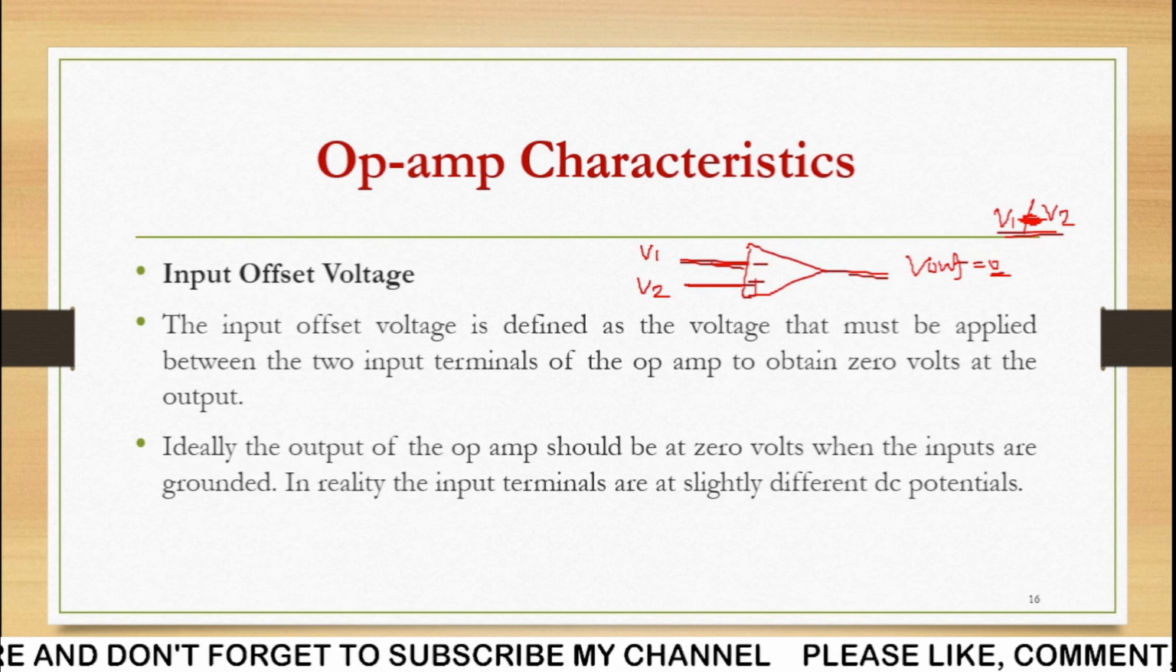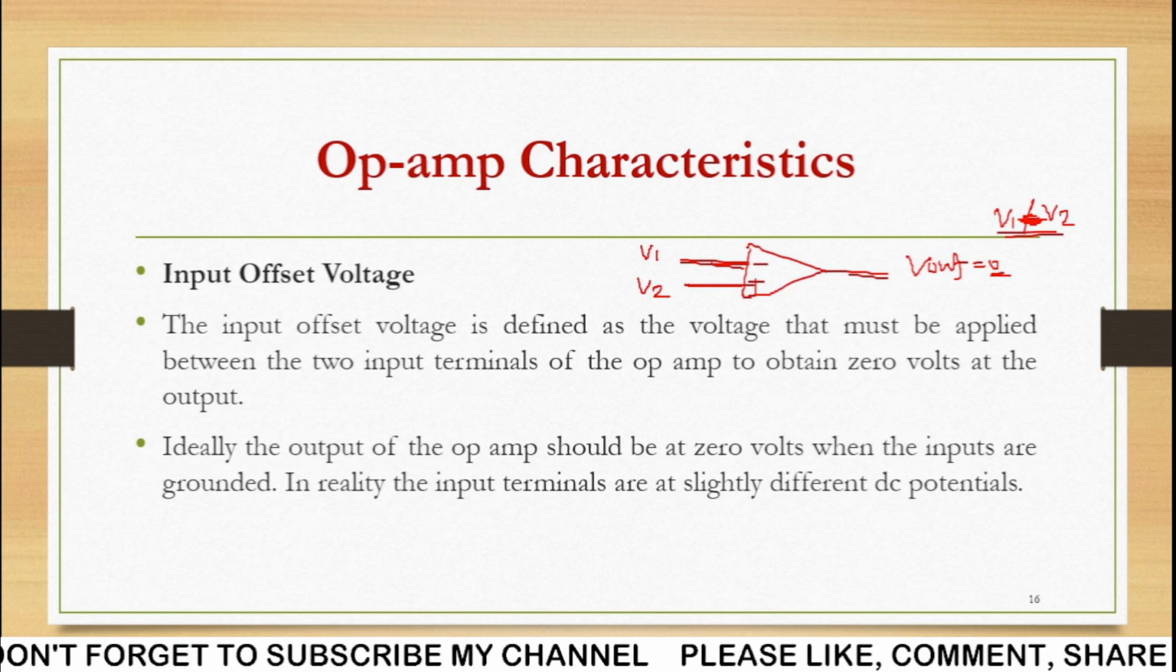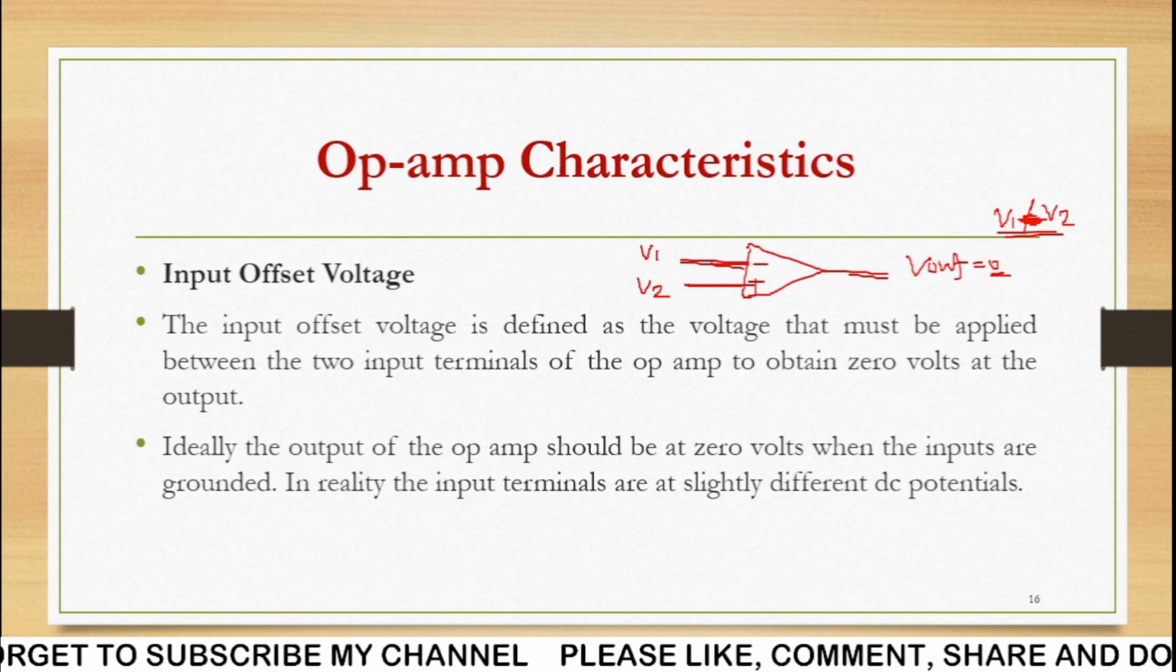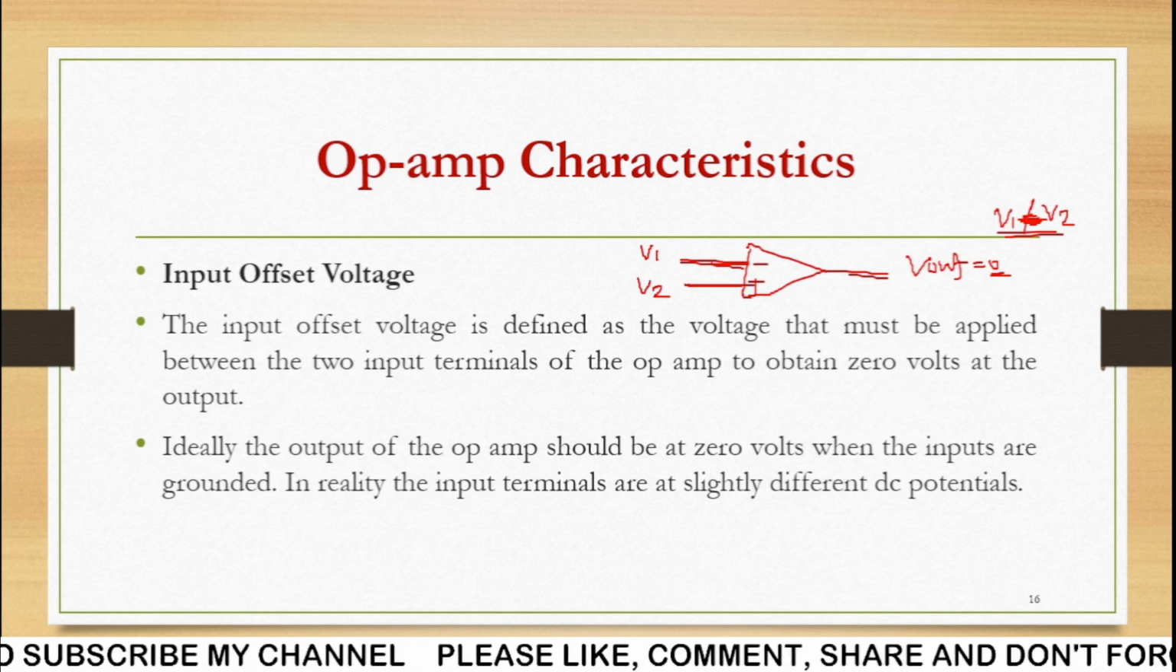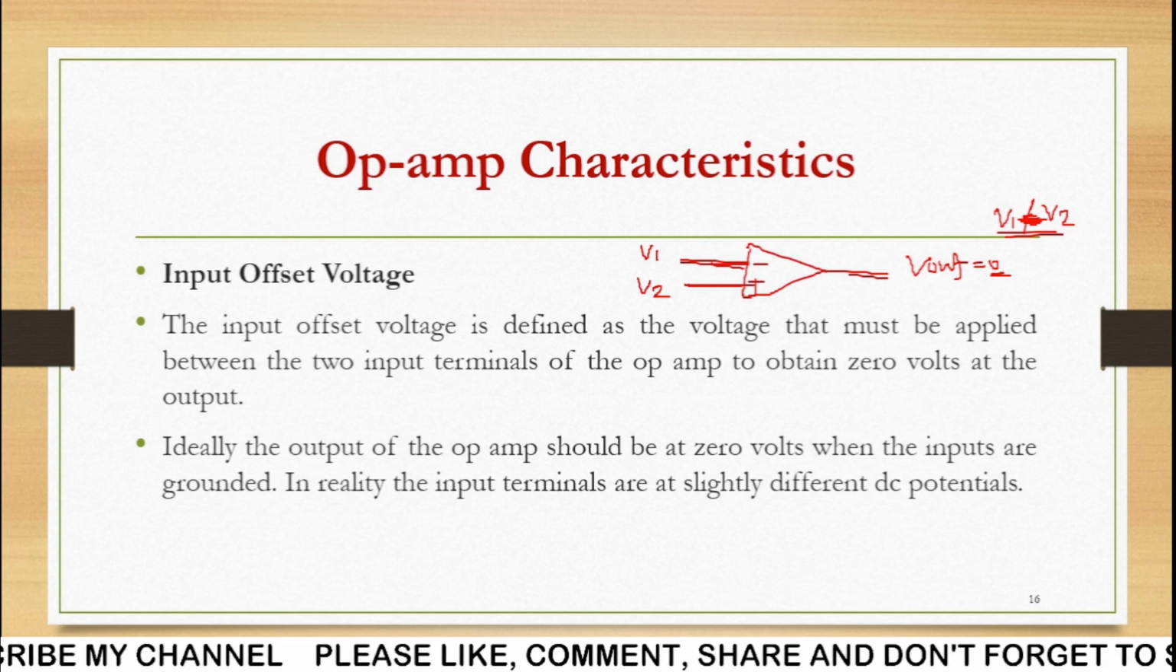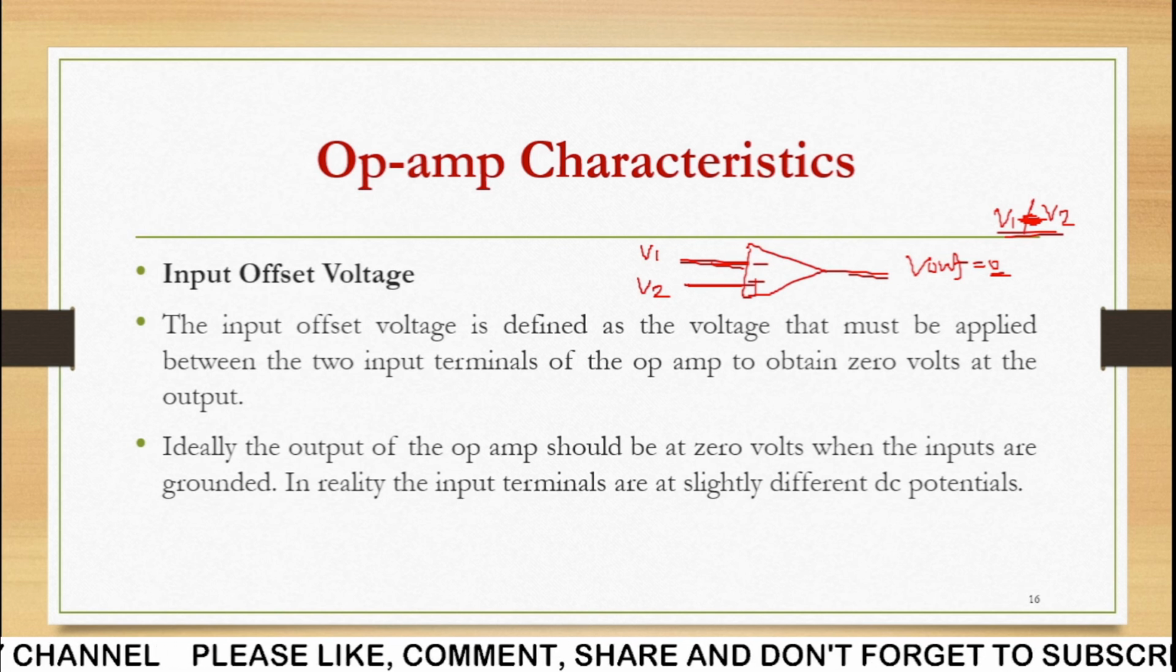So how do we remove the input offset voltage? We use pin number 1 and pin number 5 of the 741 to remove the input offset voltage when V1 and V2 are connected to ground. So this is the way.